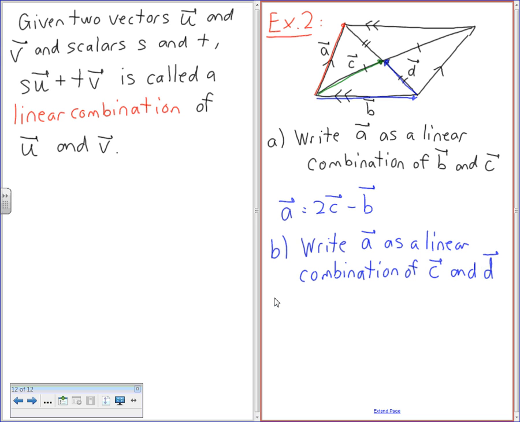Okay, someone other than Joe here. How do you write A as a linear combination of C and D? A is a linear combination of C and D.